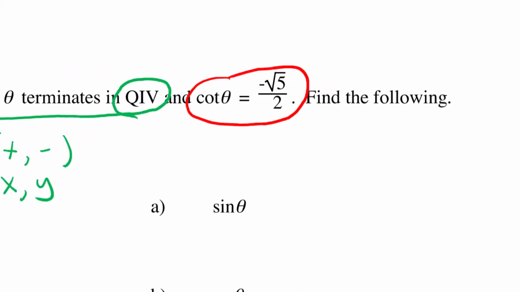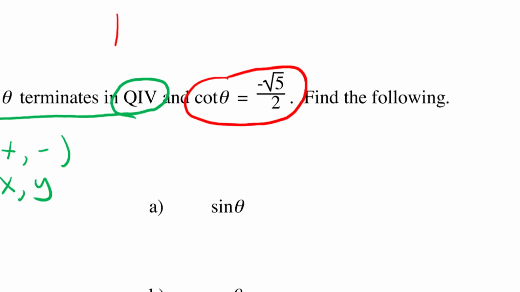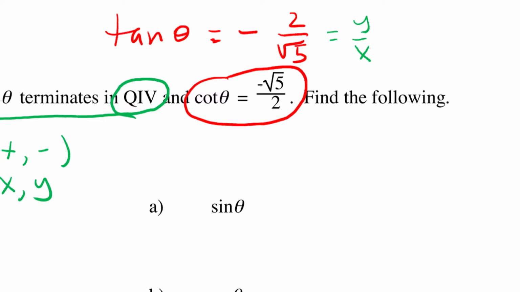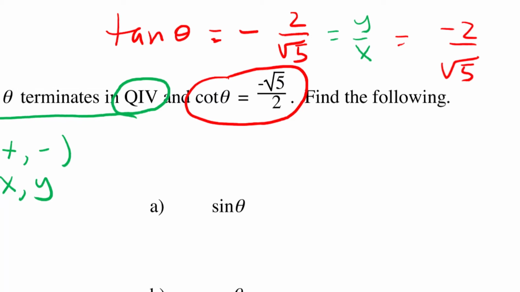To understand that better, it's actually better if we can turn this into tangent and say tangent of theta is 2 over negative radical 5, or recognize that in quadrant 4 it's -2 over square root of 5. Of course, being tangent, it's y over x. And in quadrant 4, the y value is the negative. So we'll rewrite that as negative 2 over positive square root of 5. But that gives us our y and our x value.